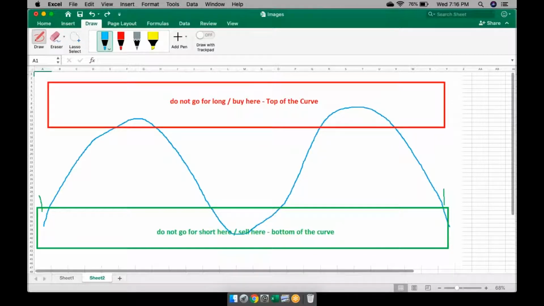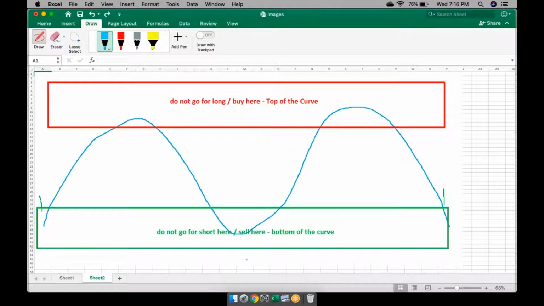Same like that, as per the current situation, this is not the time to go for short selling. So the first step of technicals, before you choose a stock, before you enter, the first thing you have to see is the curve theory.